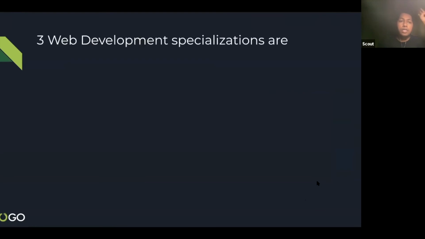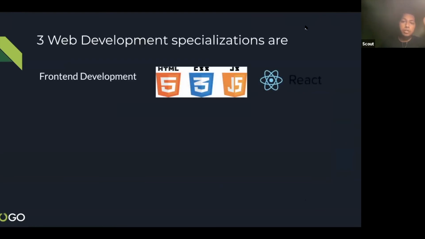So there are three major web development specializations. One is front-end development, where we have basic components like HTML, CSS, JavaScript. These are the basic technologies. And nowadays we have React.js also here. Front-end development involves all the work around the front end, meaning whatever the end user sees, mostly on the browser. So that part.